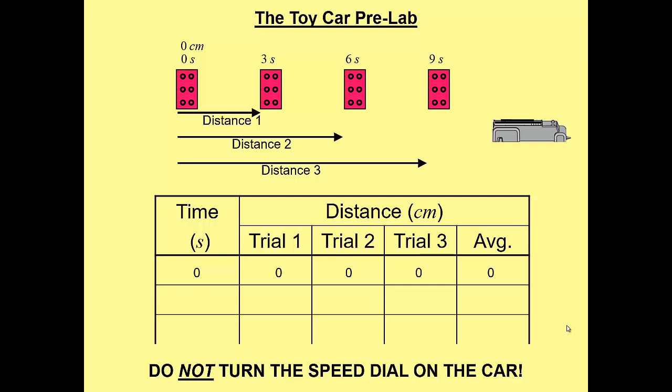After you're done, you make your graph, you linearize, you do your line of best fit, you then can finish the rest of your lab sheet. And then we will do a post-lab in our next class where we will discuss what we're learning about the motion of this toy car.